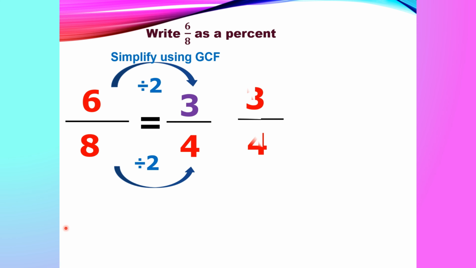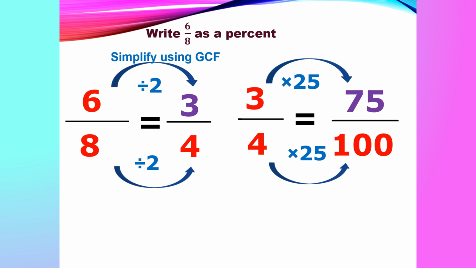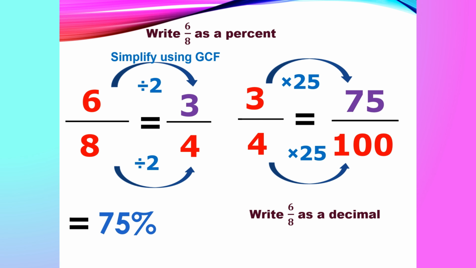Now we can scale forward to 100 from 4. Think of the factor you can multiply with 4 to get 100. 25 times 4 gives us 100. So we'll multiply 3 by 25 and it gives us 75. So for the percent, it's 75%. And as a decimal, it's 0.75.